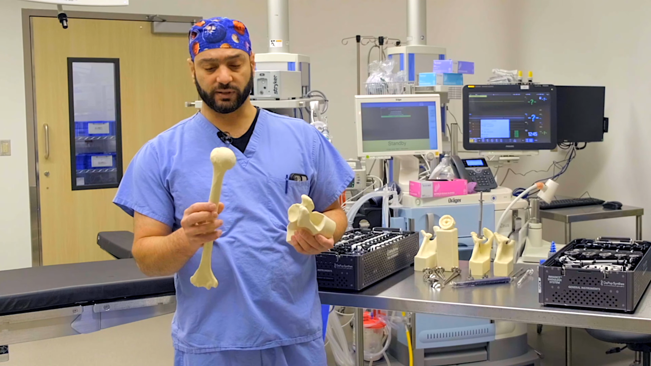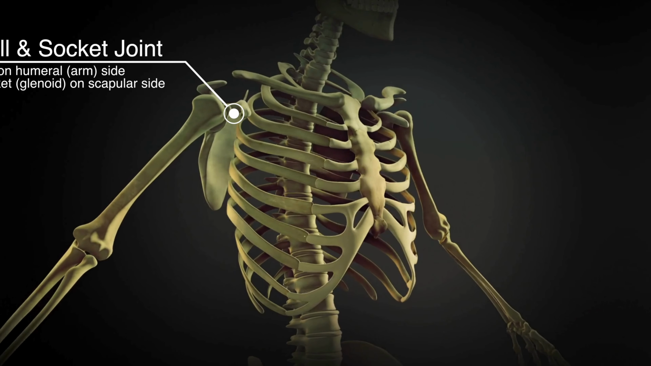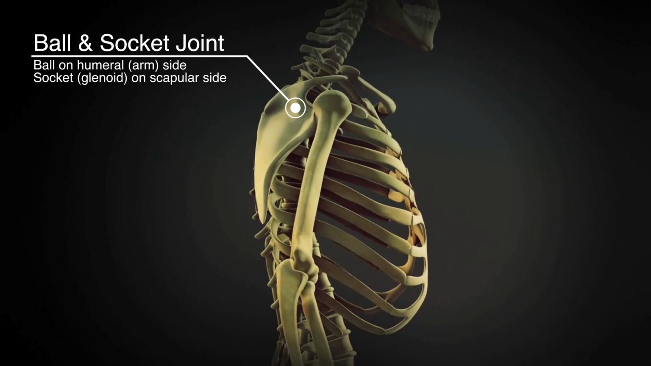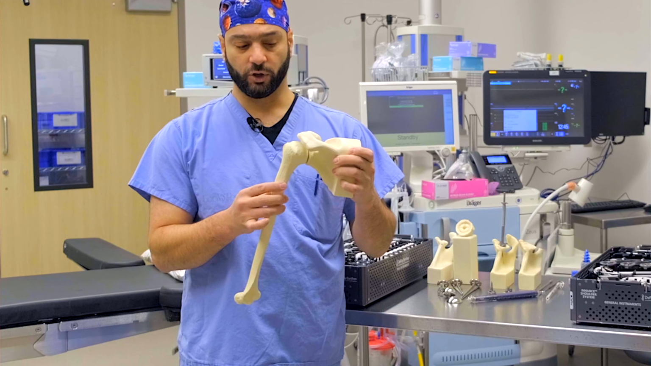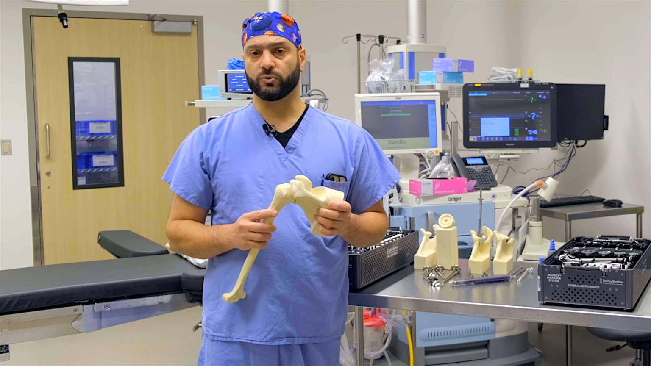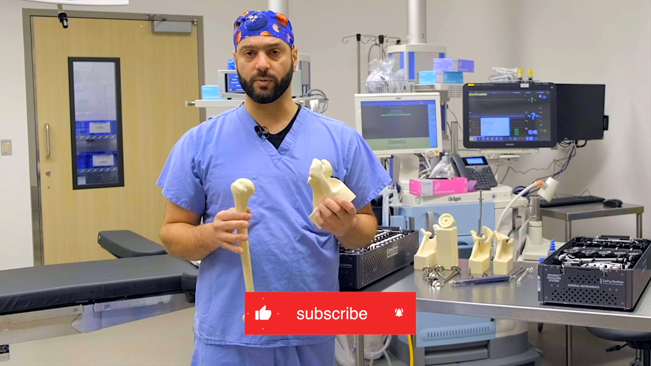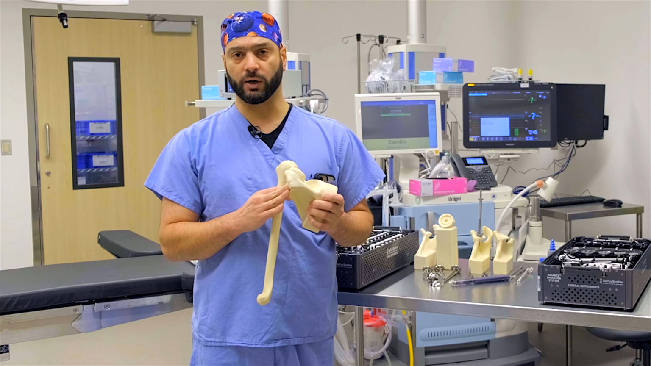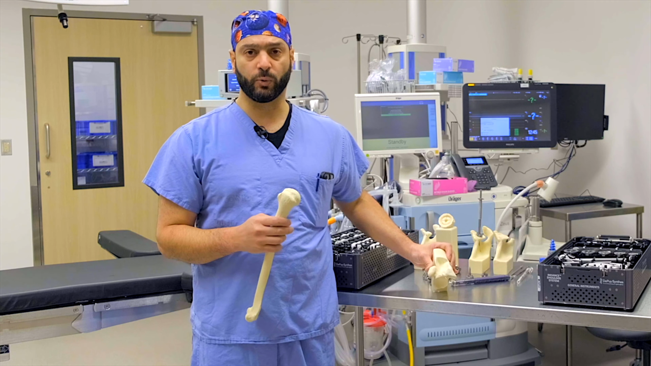So this is what a regular shoulder looks like. You have the ball on the arm side, and then you have the glenoid, or the socket, on the shoulder blade side. And it articulates like this, and it rotates around and goes up and down. When the arthritis is the normal arthritis of the shoulder, which is called primary arthritis, meaning you just wore out the cartilage, then we typically would replace it with a regular replacement.